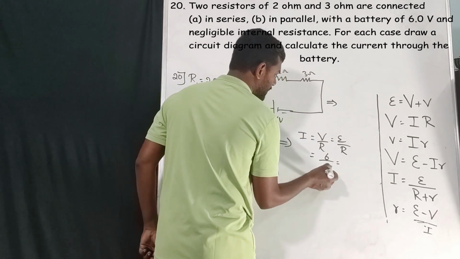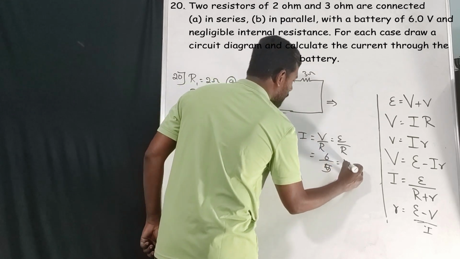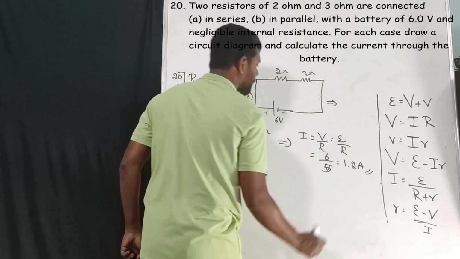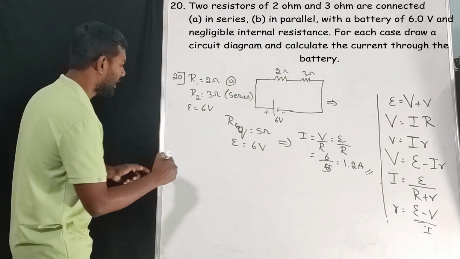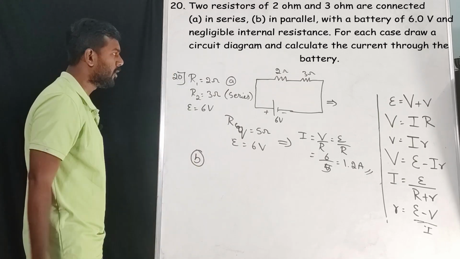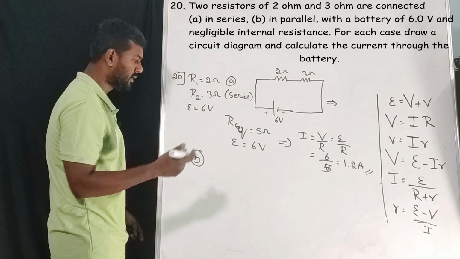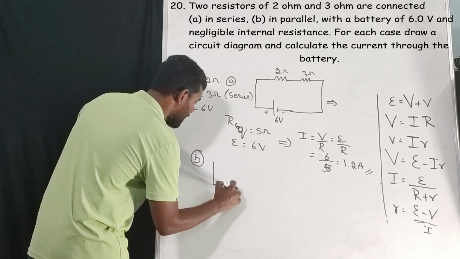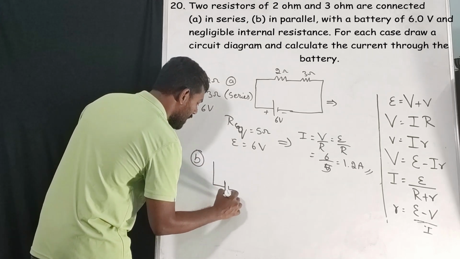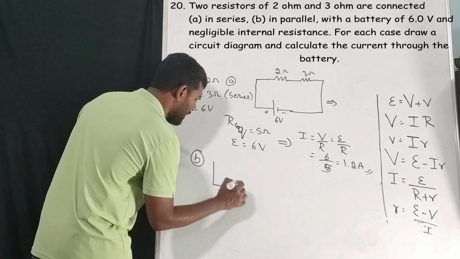So 6 by 5 is nothing but 1.2 amperes. That's it. Okay. Second case, in the second case, these two we have to connect in parallel. That is what they are saying. See, the same battery and the same 6 volts, plus and minus.